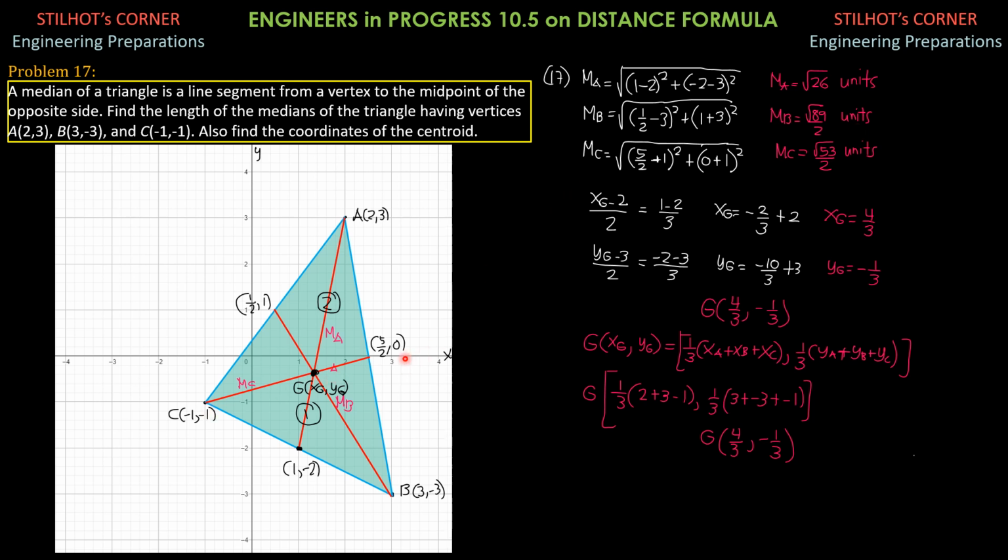Then the median through C, distance formula, square root of quantity 5/2 minus negative 1, so 5/2 plus 1, quantity squared, plus 0 minus negative 1, so 0 plus 1, quantity squared, and it is equal to square root of 53 over 2 units. So that's the median through C.